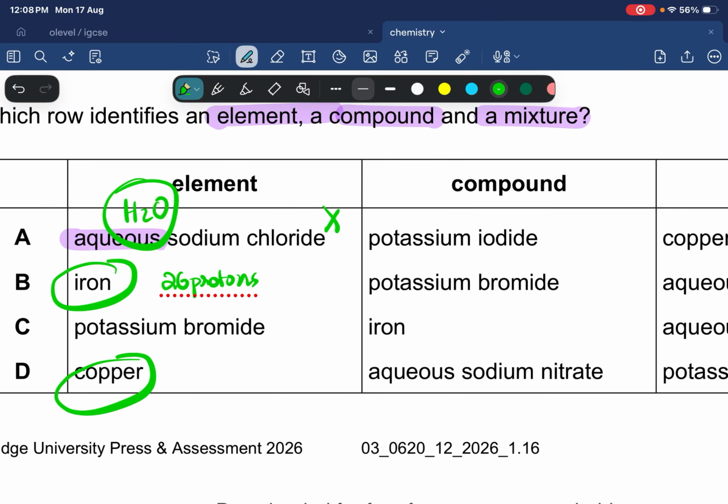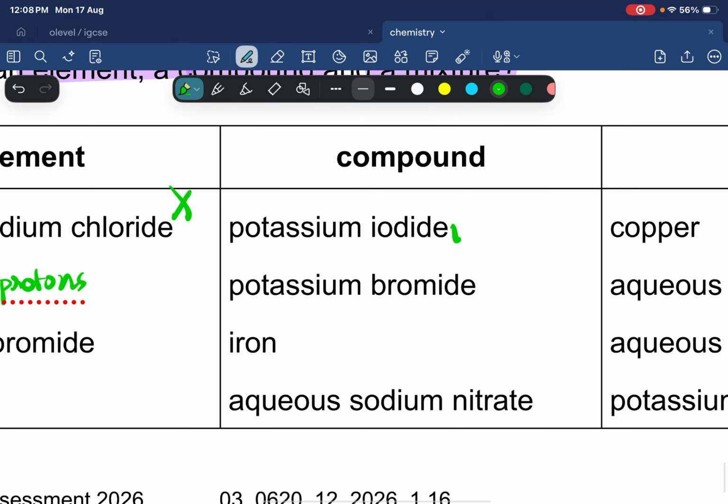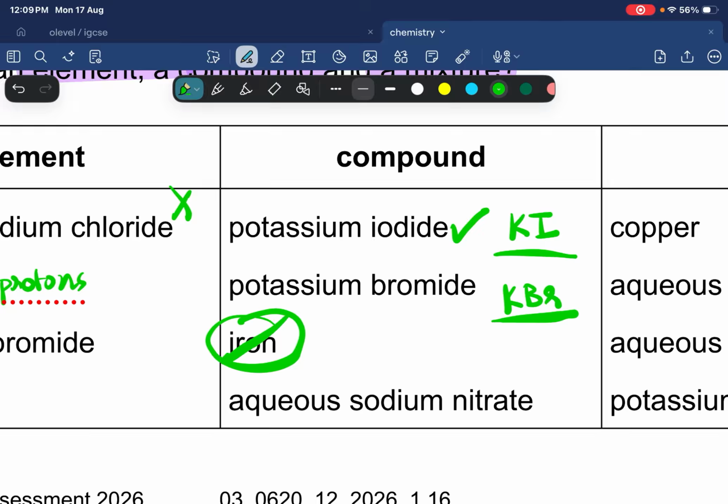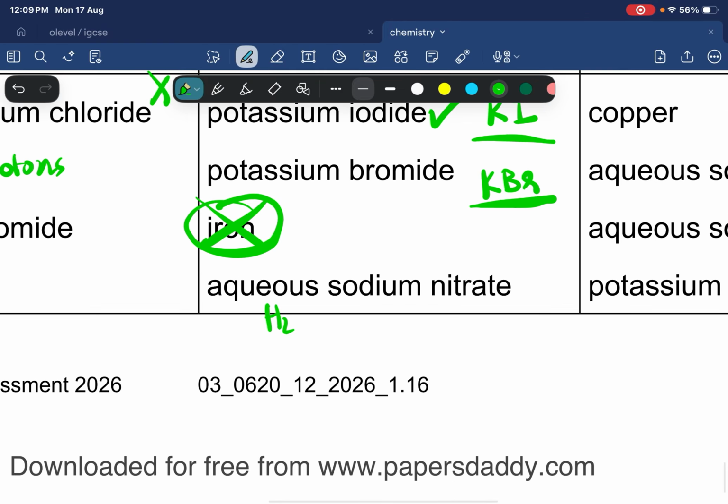Second thing, compound. Potassium iodide has potassium ions and iodide ions. It makes sense, because a compound has to be made up of more than one type of atom. Then we have potassium bromide, potassium and bromine. That also makes sense, that's correct. Iron again is made up of one type of atom, so that is incorrect. Next we have aqueous sodium nitrate. Aqueous means you have H2O, water, in it. Sodium means you have Na in it, and nitrate means you have NO3 with 1 negative charge. Sodium means +1.